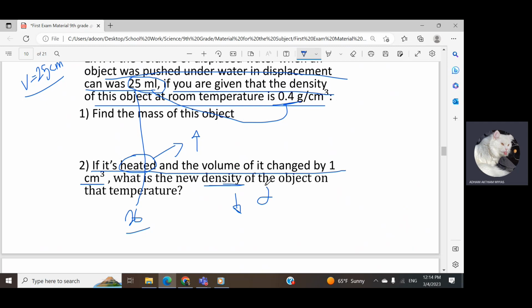He asked for the new density. How can I find it? Easily, the mass that I calculated here over the new volume, then we can get the new density. So try to solve it by yourself.